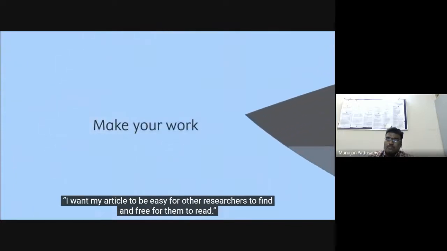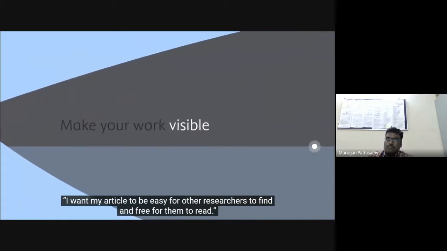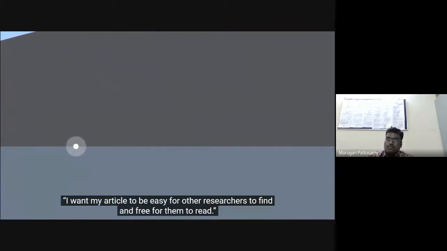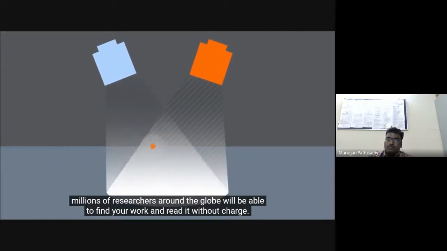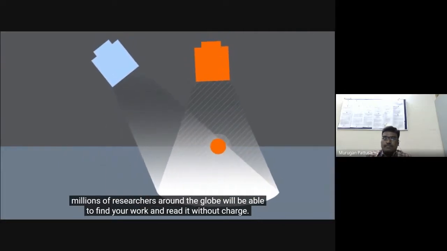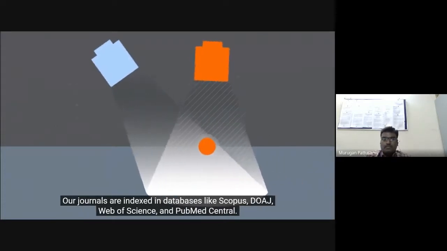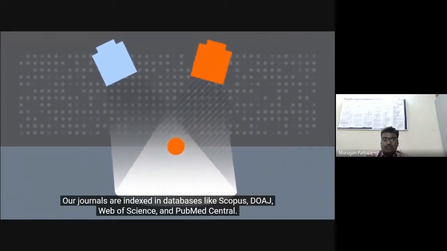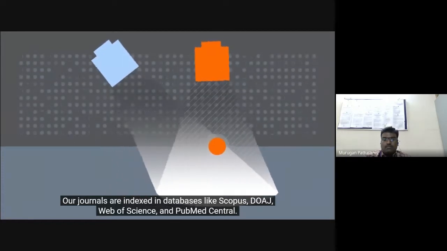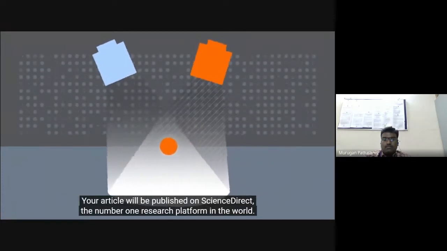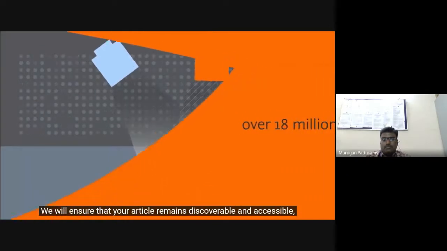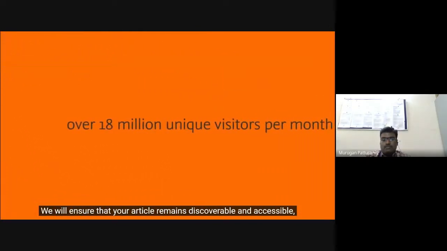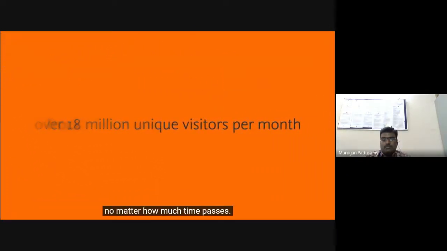I want my article to be easy for other researchers to find and free for them to read. When you publish open access with Elsevier, millions of researchers around the globe will be able to find your work and read it without charge. Our journals are indexed in databases like Scopus, DOAJ, Web of Science, and PubMed Central. Your article will be published on ScienceDirect, the number one research platform in the world. We will ensure that your article remains discoverable and accessible, no matter how much time passes.